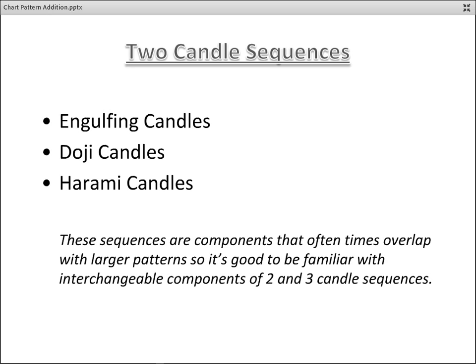All right. These sequences are often components that overlap with larger patterns, so it's good to be familiar with interchangeable components of 2 and 3 candle sequences.